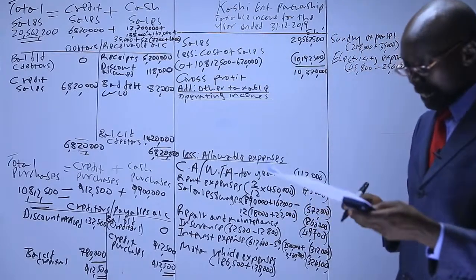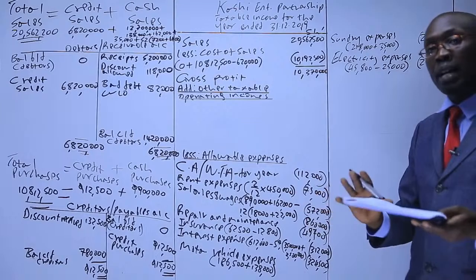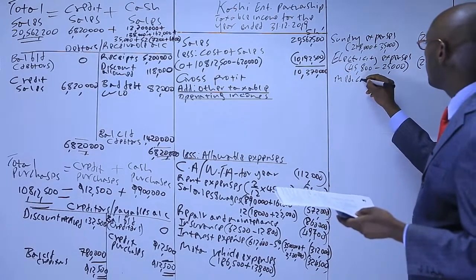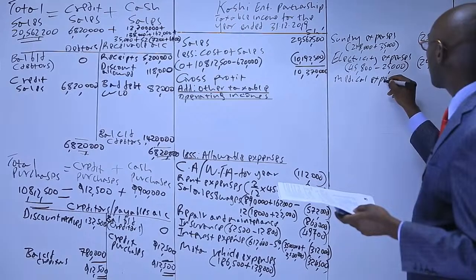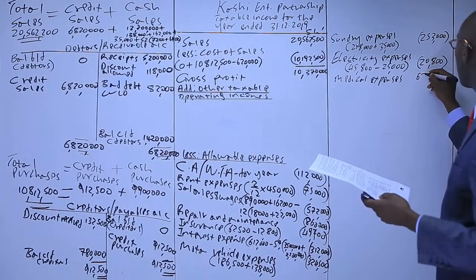Then we go back to where we found that. After the electricity, there is medical expense. Medical expense are allowable unless we are told it was relating to the partner, which we haven't been told. So medical expense. Medical expenses, 630,000.